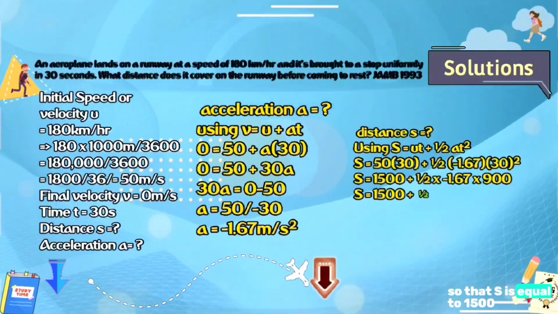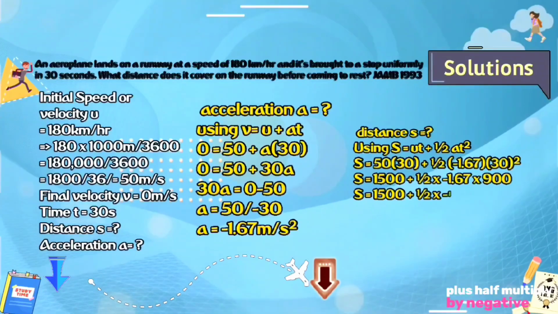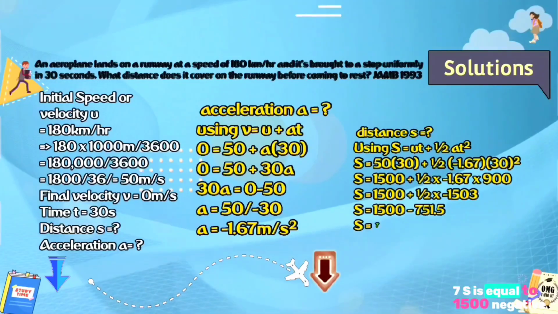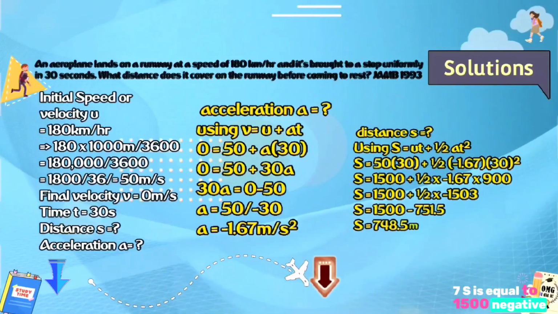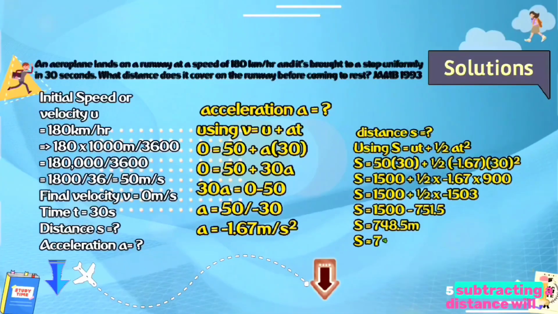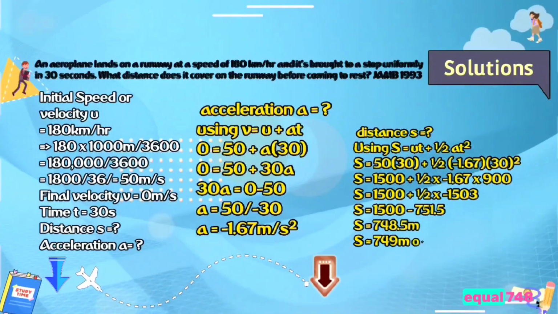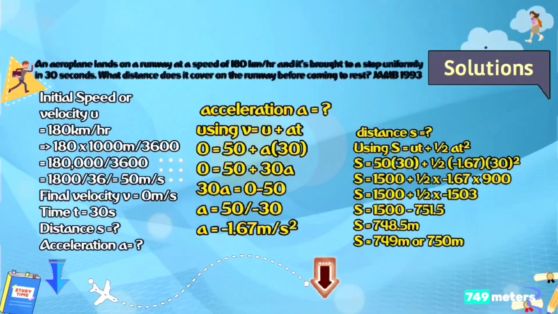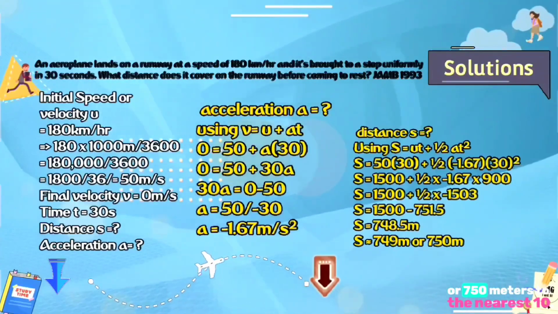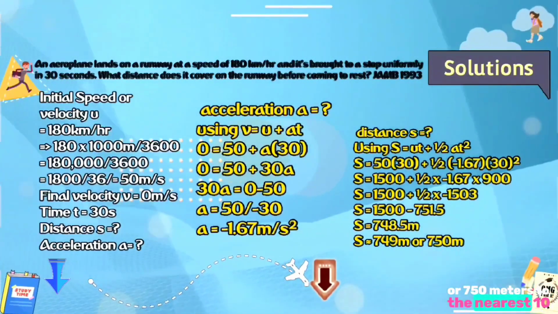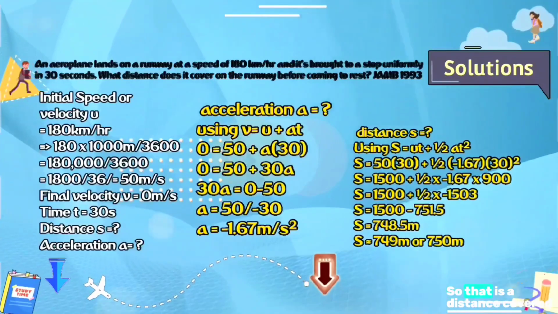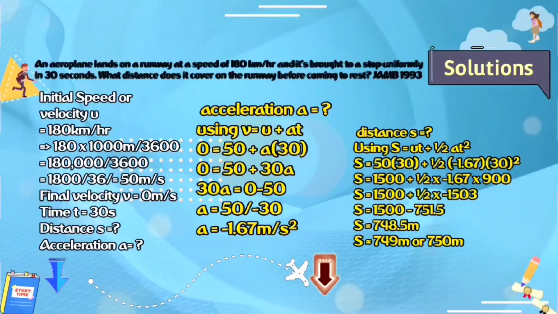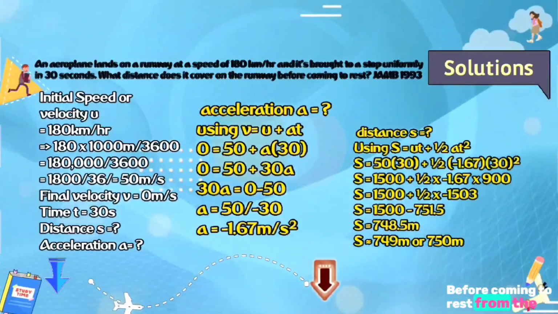So that S is equal to 1500 plus half multiplied by negative 1503. S is equal to 1500 minus 751.5. Subtracting, our distance will equal 748.5 meters, which is approximately 749 meters or 750 meters to the nearest 10. So that is the distance covered by the plane through the runway before coming to rest, from the first arrow to the second arrow.